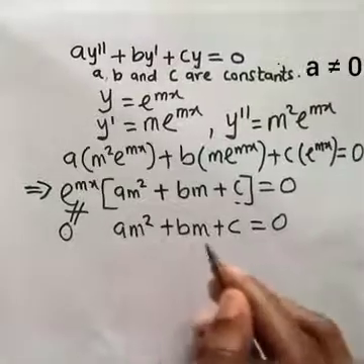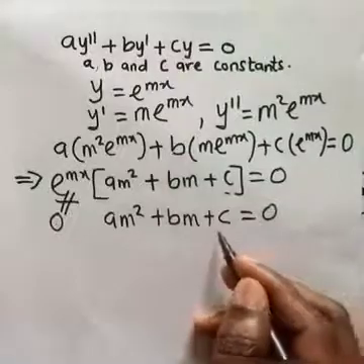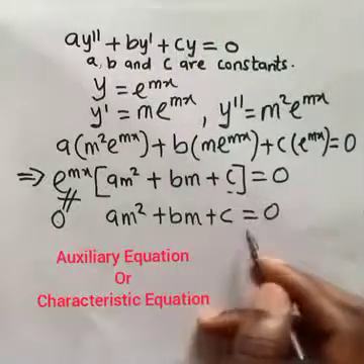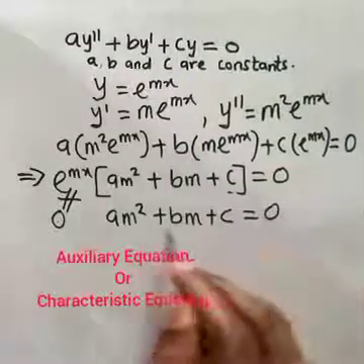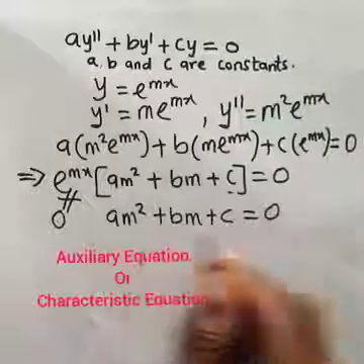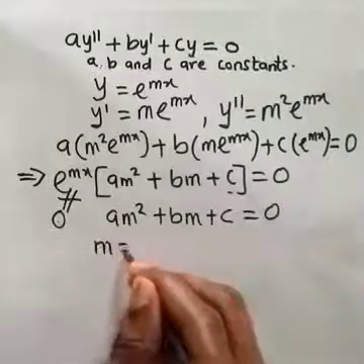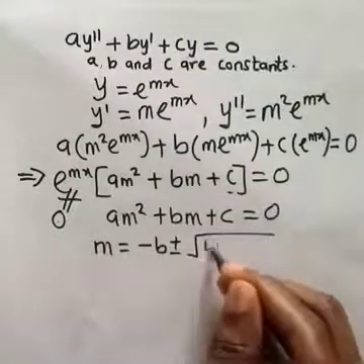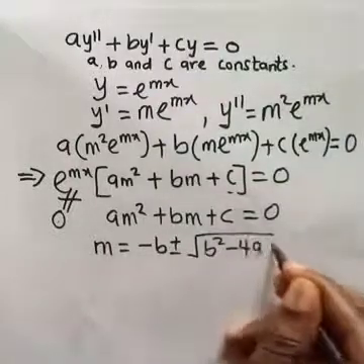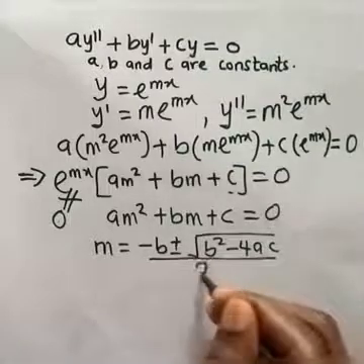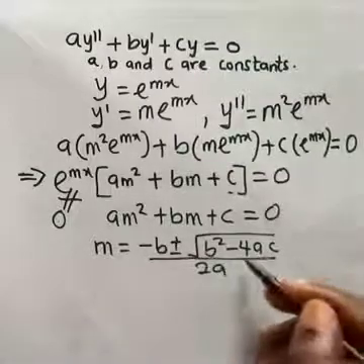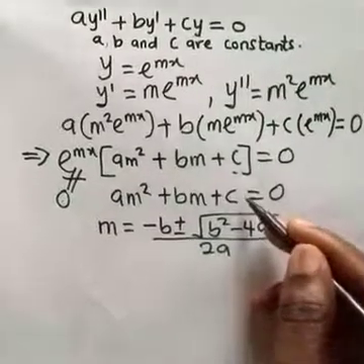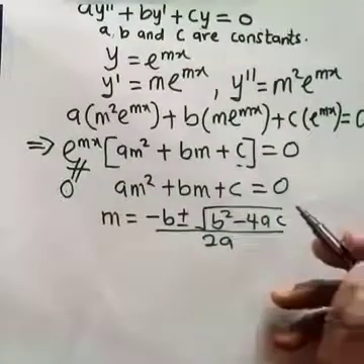This equation is called the auxiliary equation or the characteristic equation. It is a quadratic equation, and if we solve it, we obtain m = (-b ± √(b² - 4ac)) / 2a. This is the solution to our auxiliary equation.